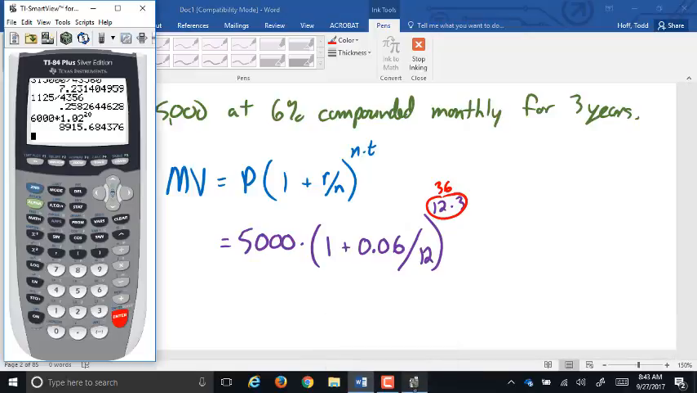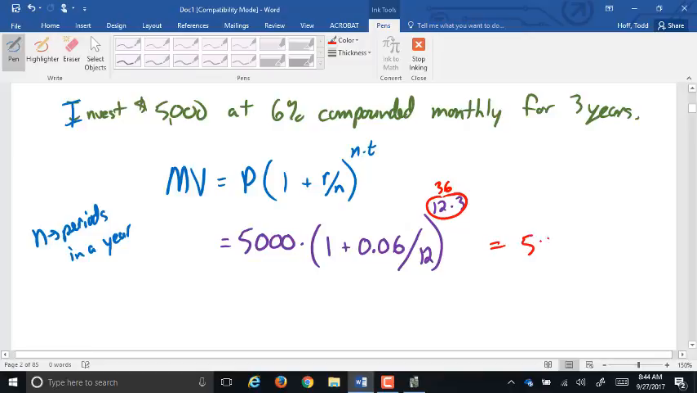So I'm going to put this in my calculator. 5,000 times, open parentheses, 1 plus 0.06 divided by 12, close my parentheses, power of 36. There it is, $5,983.40.